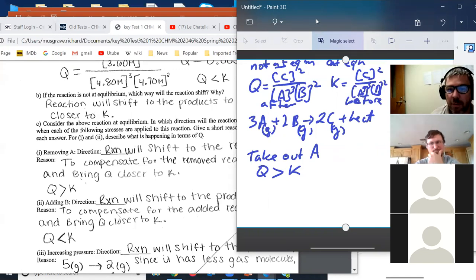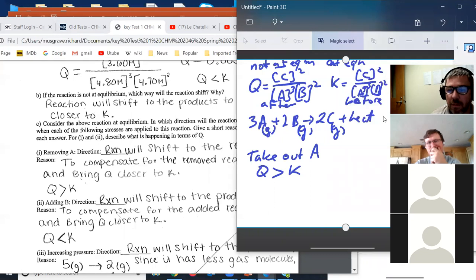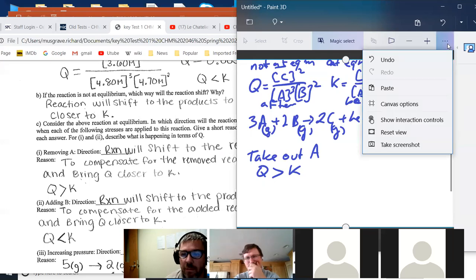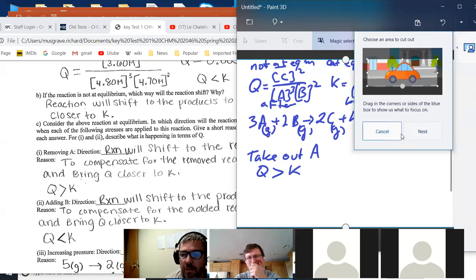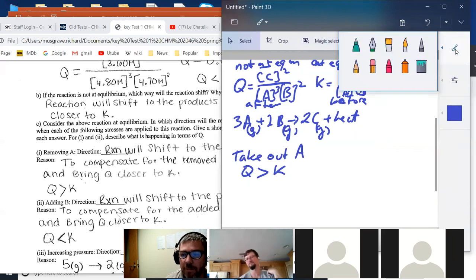Magic Select. What are you doing? I didn't want to do that. Come on. I need to get out of this somehow. Here we go. That's better.